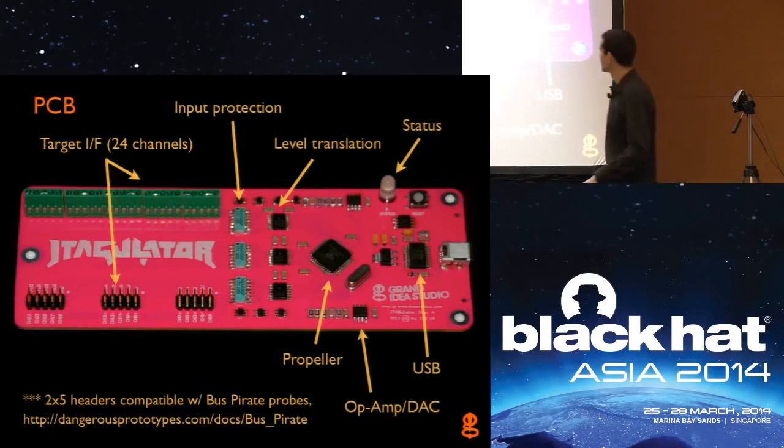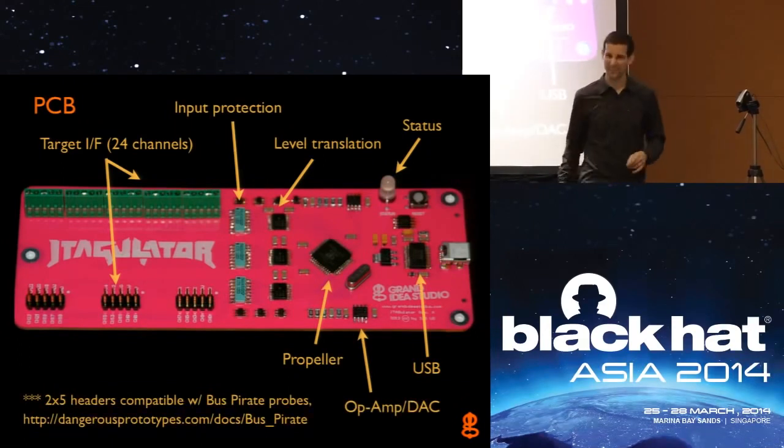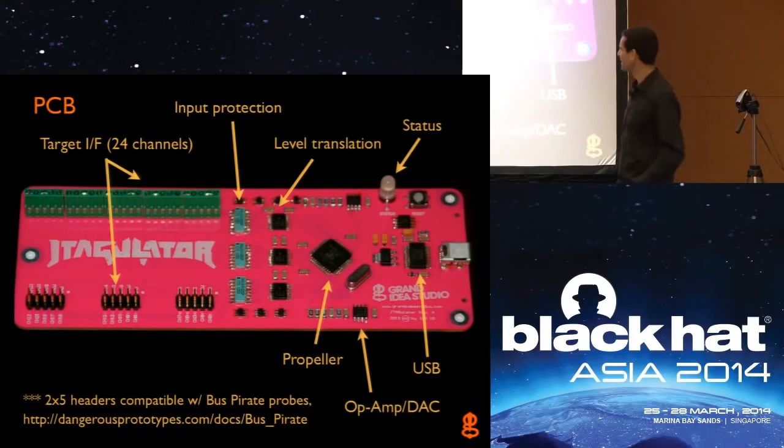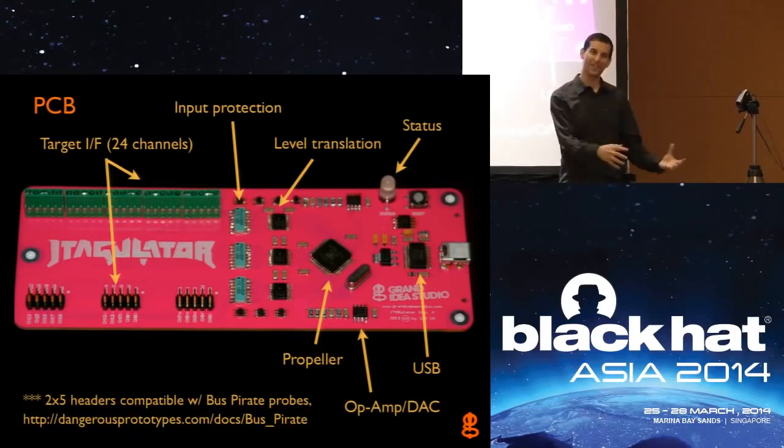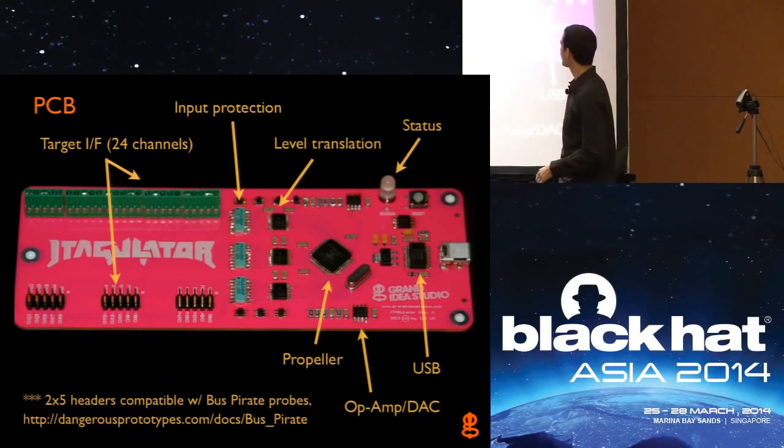So here's the board. It's very pink. I figured, with a name like JTAGulator, we've got to have a very pink board. It kind of offsets the heavy metalness of the JTAGulator name. And I figure a pink circuit board is going to be a lot harder to lose on your desk. Right? If you have a green board, it blends in with everything else, but pink will stand out. So you'll always be able to find your tool. But here's what it looks like.